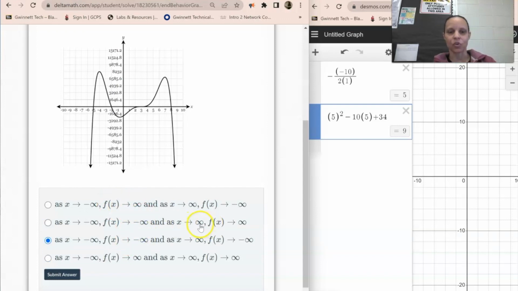As x is going to the right, okay, so as x is going to the right to positive infinity, what's the graph doing? Negative infinity. So it should be negative infinity. So this would be your answer. As x is going to the left, the graph is going to negative infinity. As x is going to the right, the graph is going to negative infinity. Both negative infinity.